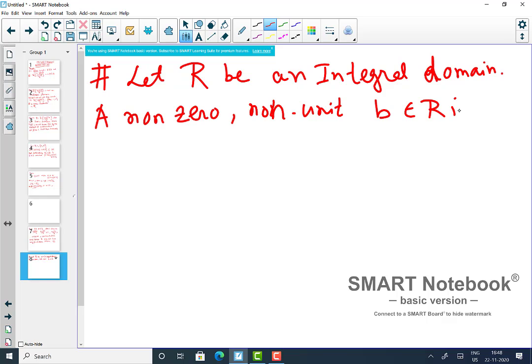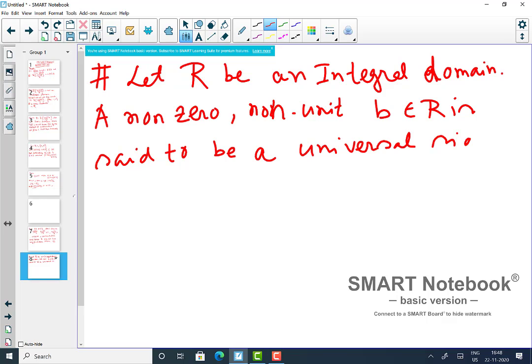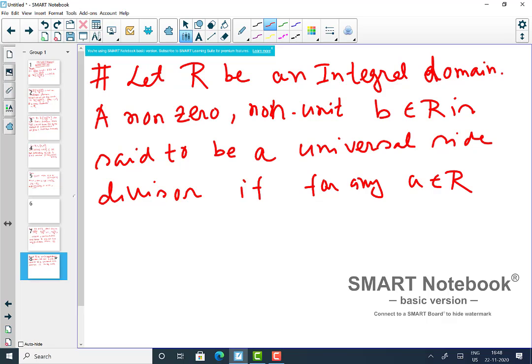B belongs to R is said to be a universal side divisor if for any A belongs to R, you can have that A can be written as QB plus R, like the division algorithm, but a little bit different, with R equal to 0 or a unit.